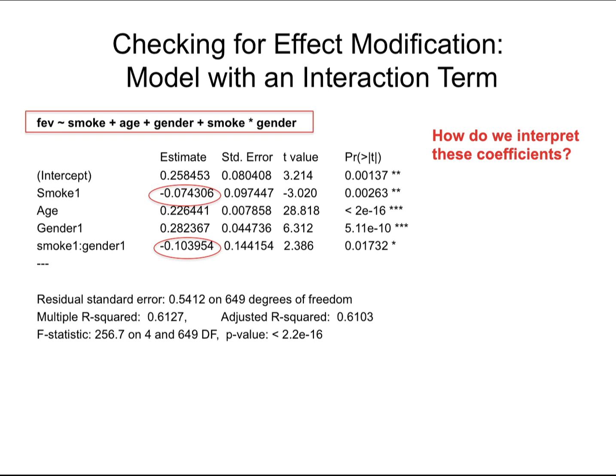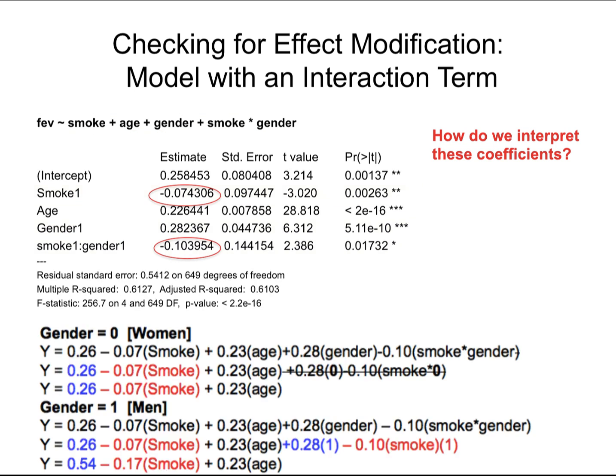Now let's try fitting a model with an interaction term. You can see that whenever we add an interaction term to our model, we keep the original variables in as well. For example, here we keep smoke and gender in the model in addition to an interaction term of smoke times gender. So how do we interpret these coefficients?